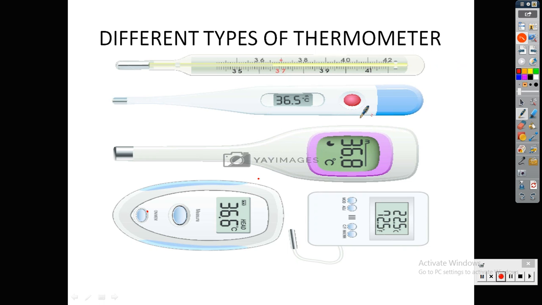The second type of thermometer does not work with mercury. The temperature is shown digitally here, so this is a digital thermometer. This is another type of digital thermometer. These are all different types of thermometers. So for measuring temperature, we have thermometers.